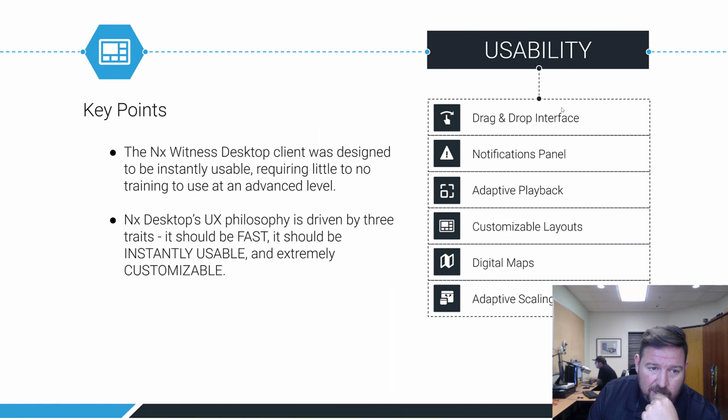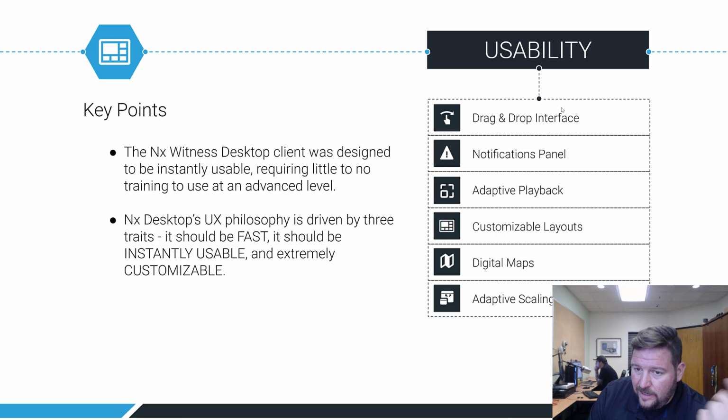Some of the key points about the desktop: usability. The desktop was designed to be what we call instantly usable, which means it requires little to no training to use it at an advanced level. The UX philosophy here at NX is driven by three traits. It should be fast, it should be instantly usable, and it should be extremely customizable.